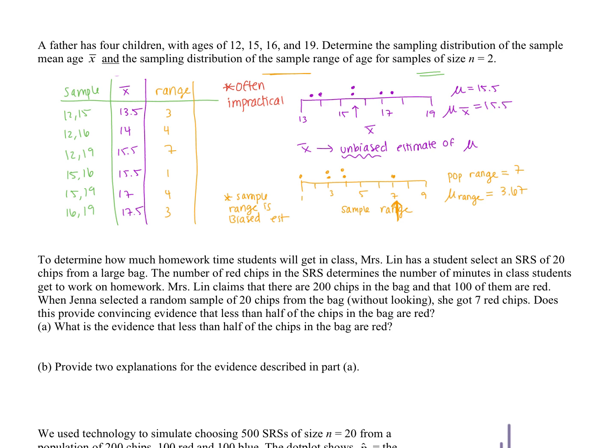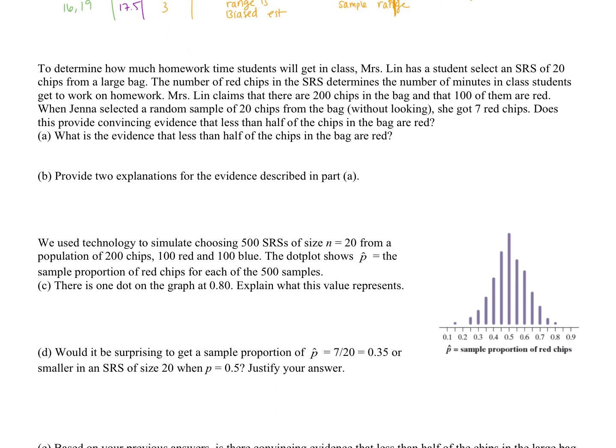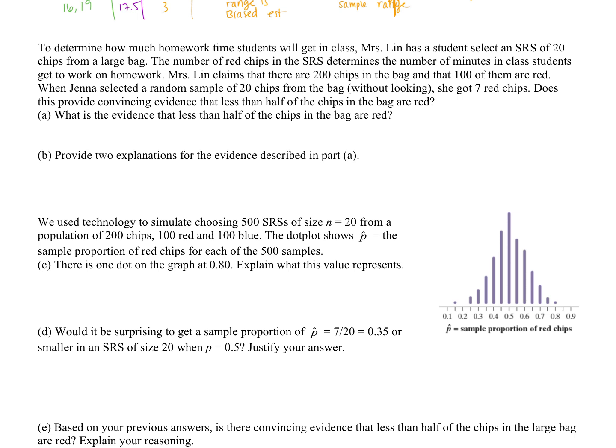So let's move on to this next example that I said is kind of like what we did earlier. To determine how much homework time students will get in class, Mrs. Lynn has a student select a simple random sample of 20 chips from a large bag. The number of red chips in the sample determines the number of minutes in class students get to work on homework. Mrs. Lynn claims that there are 200 chips in the bag and 100 of them are red. When Jenna selected a sample of 20 chips from the bag without looking, she got 7 red chips. Does this provide convincing evidence that less than half of the chips in the bag are red?